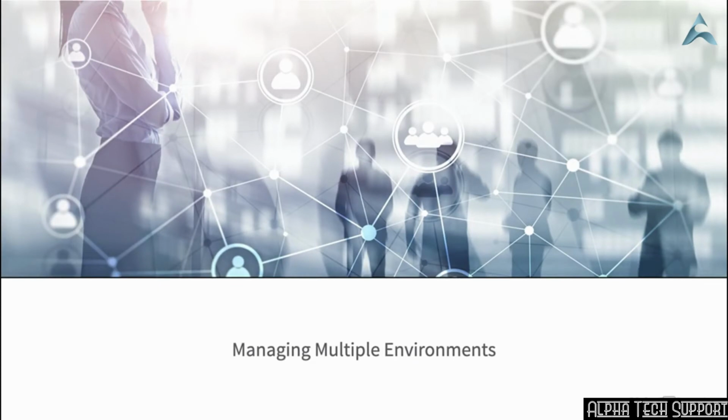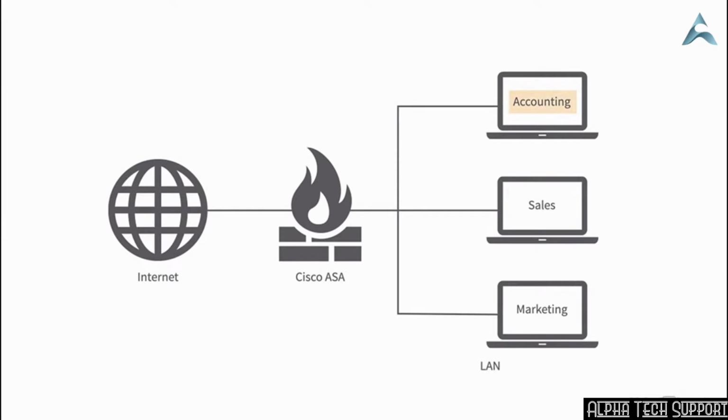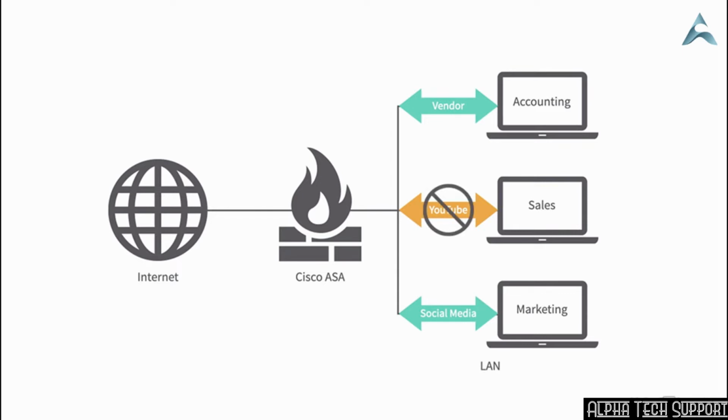Imagine a complex networked environment. And then within that environment, you have accounting, sales, and marketing, each with their own needs. The accounting department uses specialized proprietary software and needs an open connection to the vendor. Marketing does a lot of work with social media, so they'll need access to Facebook, Twitter, and LinkedIn. But concurrently, we don't want the sales department to go to sites such as Facebook or YouTube. How do we handle the 3 departments?